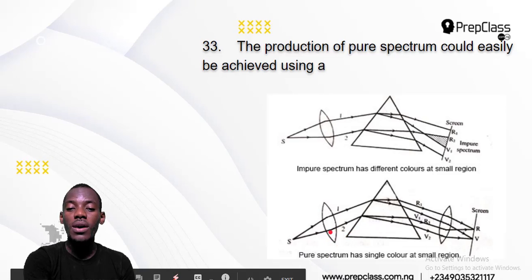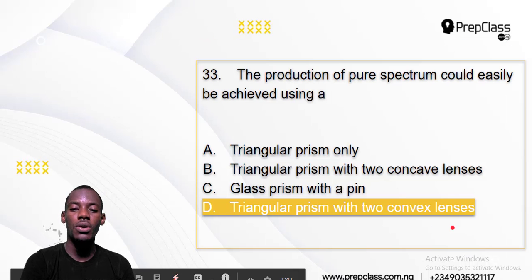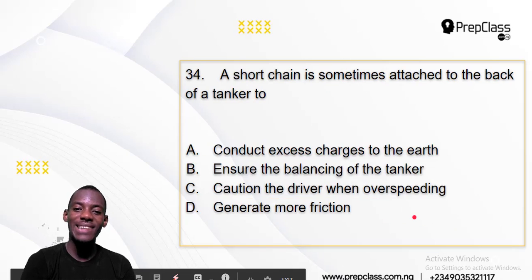So the first converging lens arrests the light. The prism separates the light into 7 colors, and the last converging lens arrests the light again, and you have a pure light. You have pure spectrum, that is red to violet, pure 7 colors here, and that's what you need for that purity. So you need a triangular prism with 2 convex or converging lenses, and that's the answer.